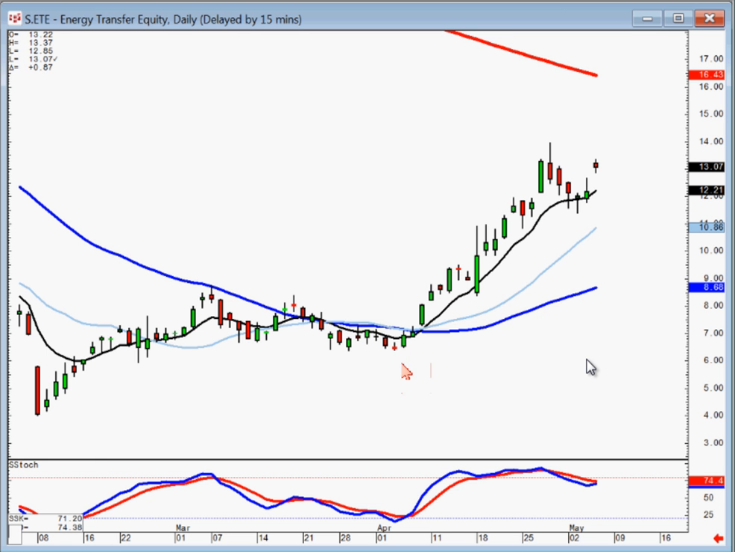If I'm buying at some point, I know immediately to get back out if that chart isn't working the way it should.